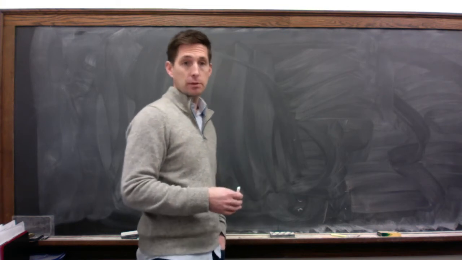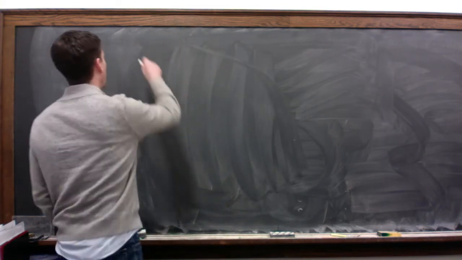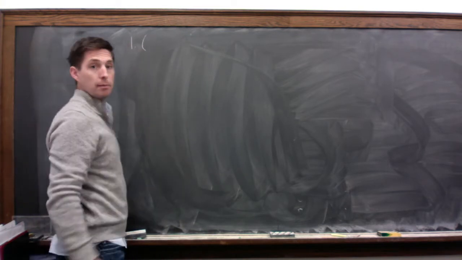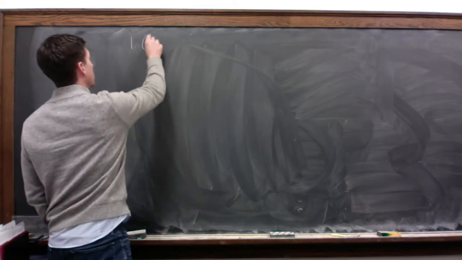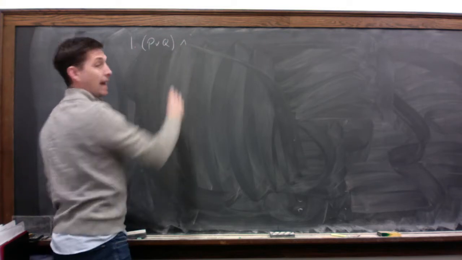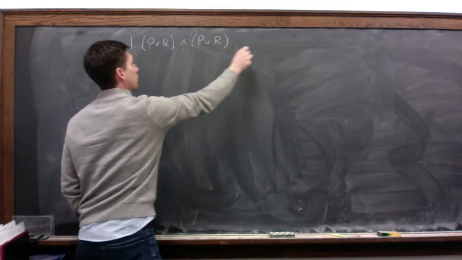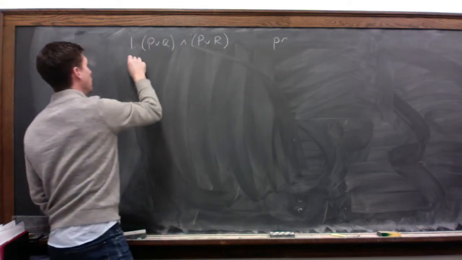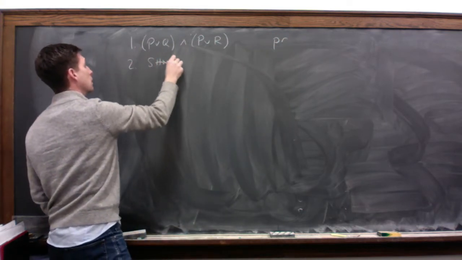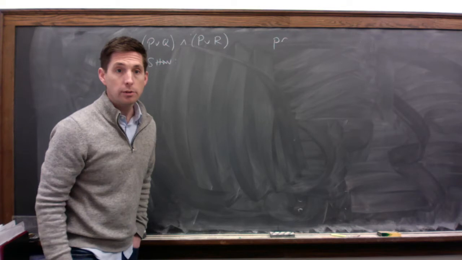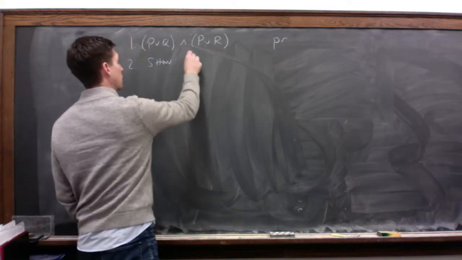And so let me give an example of that. So I'm going to write down the argument here. Suppose our premise is P or Q and P or R. And we want to show, what are we trying to show? P or Q and R.